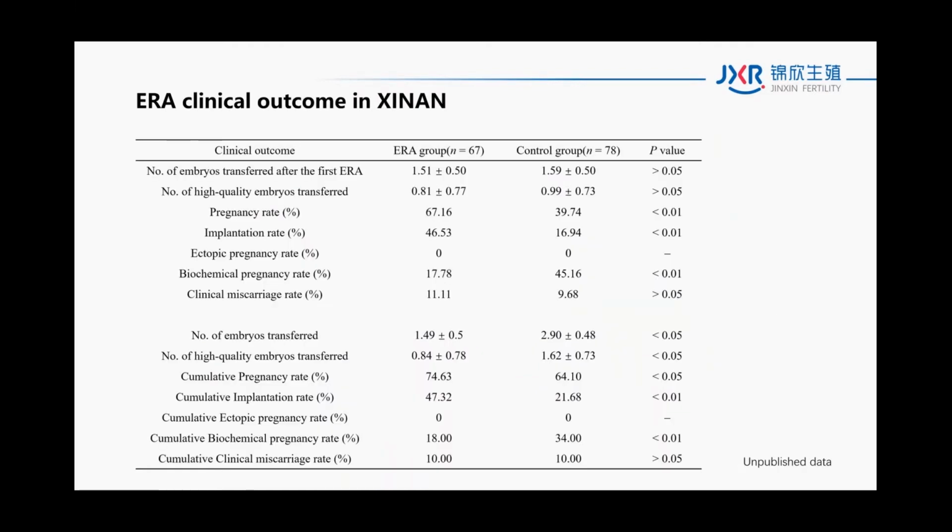We compared the clinical outcomes between patients with ERA and without ERA. And we found that personalized embryo transfer after ERA can significantly improve the pregnancy rate of blastocyst transfer. Pregnancy rate is 67% versus 39%. Implantation rate is 46% versus 16%. Cumulative pregnancy and implantation rates are also significantly higher in the ERA group. This data is the first report of the ERA test in mainland China and has not yet been published.